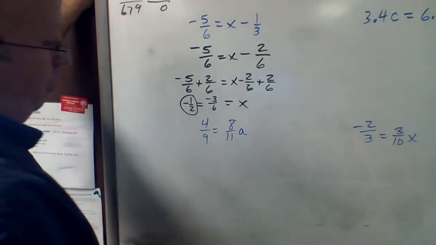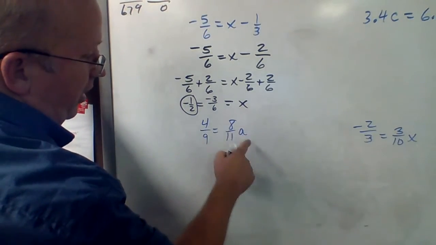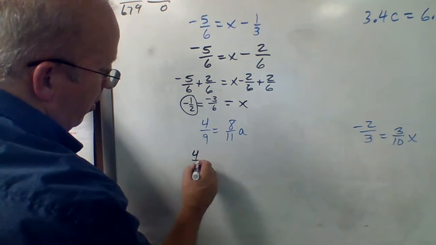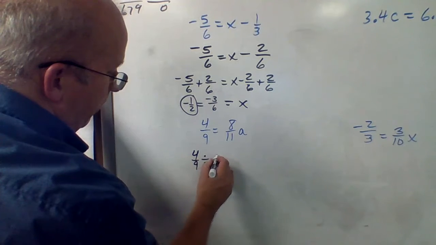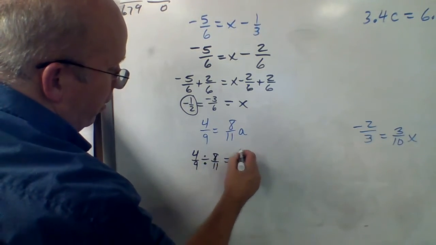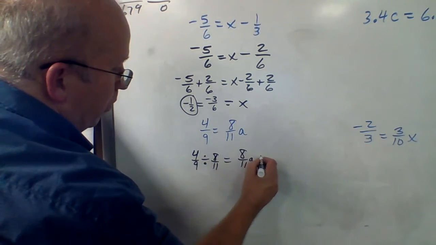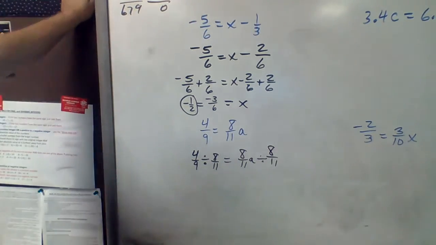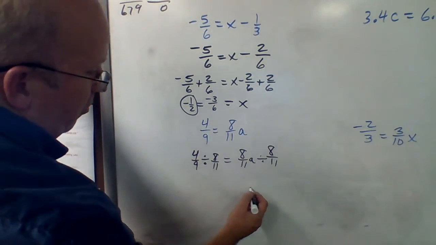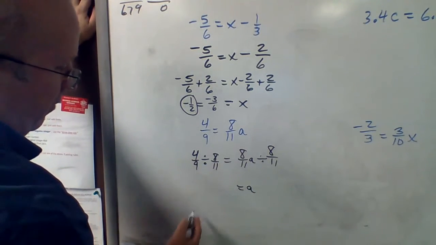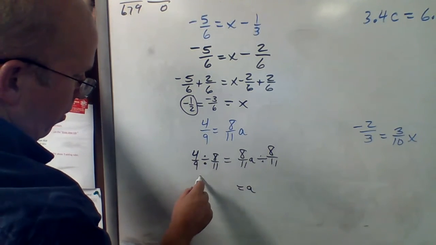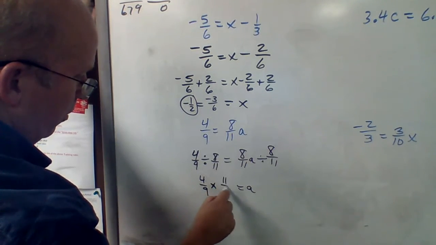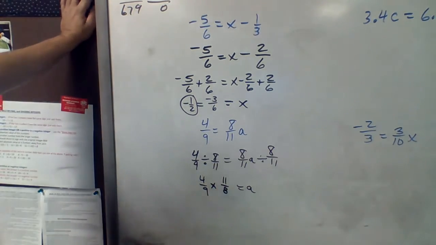4/9 equals 8/11 times A. What's the opposite of multiplying by 8/11? Isn't it dividing by 8/11? And don't I need to do that to both sides of the equation? I certainly do. On the right side, it just equals A. What about on the left side? How do we do this? Well, isn't division of fractions the same thing as multiplying by the reciprocal of the second number?